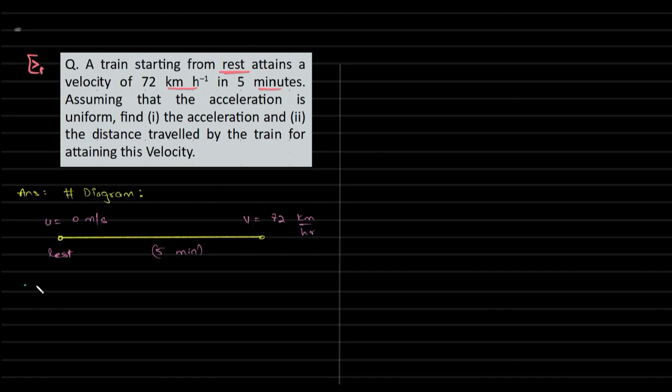So let's talk about the given. So we have u, which is a simple number, 0 meter per second. Then we have v, which is 72 kilometer per hour. This we need to convert to meter per second.